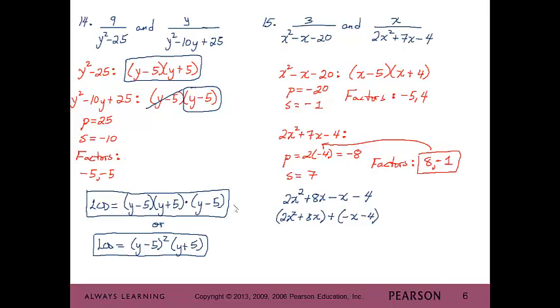And we're going to take the GCF out of each group. So for the first, it's going to be 2x. And we're going to be left with x plus 4. And then for the second, it's going to be negative 1 that comes out. And we're going to be left with x plus 4. So this will factor into 2x minus 1 times x plus 4.